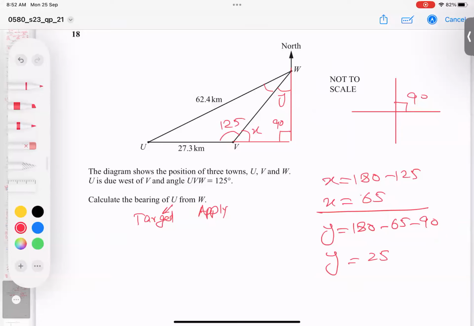Yes, 1 minute please. Here I've made a mistake. This is not 180, this is 55 actually. So 180 minus 125 gives us 55. And from 90 subtract 55, we get 35. So this is 35. So it means I get this angle as 35.